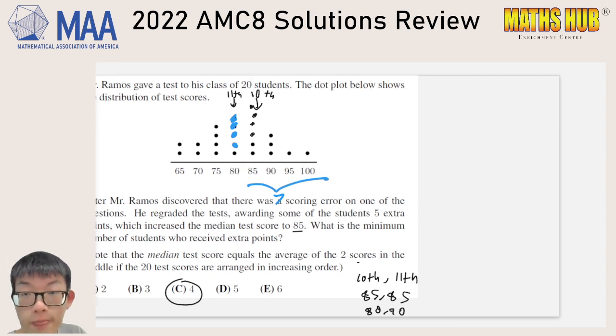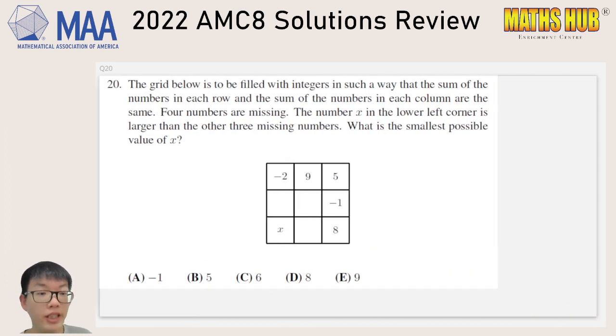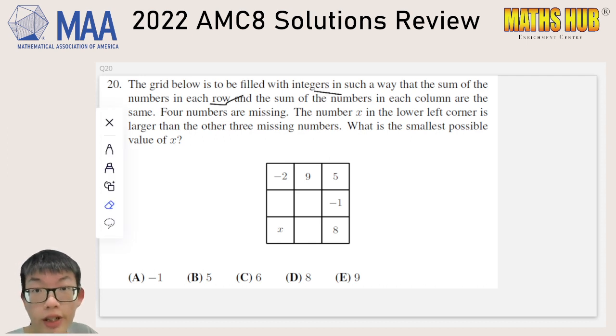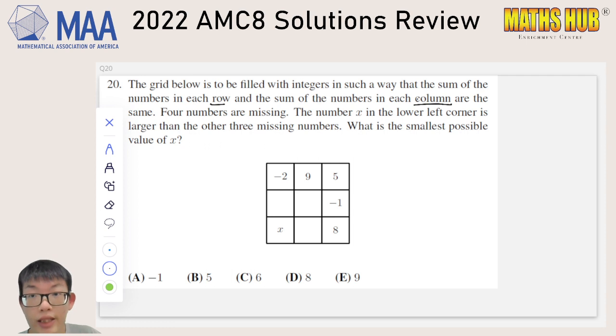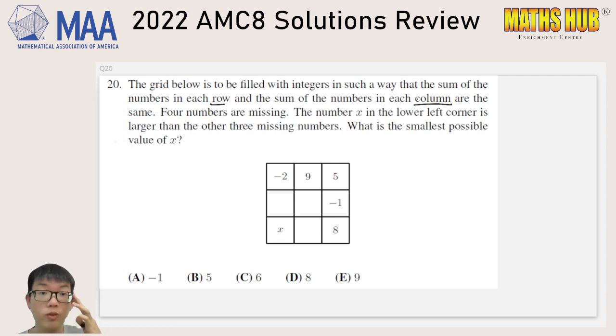Question 20. The grid below is to be filled with integers in such a way that the sum of the numbers in each row and column are the same. This is not a true magic square because row and column are mentioned, but not the diagonals. So take note of that. 4 numbers are missing. The number x is larger than the other 3 missing numbers. What is the smallest possible value of x?